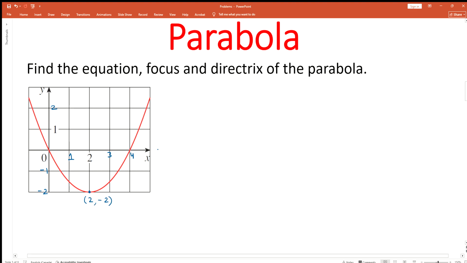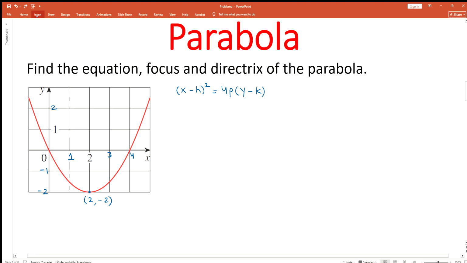Now we can write the equation of this parabola in conic form. As you can see, this parabola opens in the upward direction. For a parabola that opens in the upward or downward direction, the general equation in conic form is (x - h)^2 = 4p(y - k).